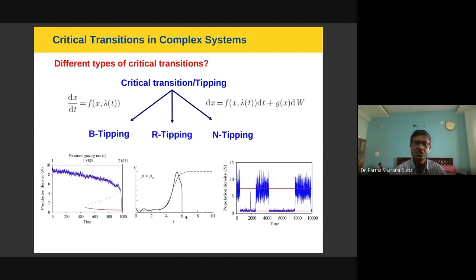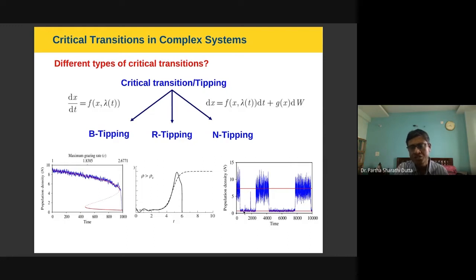And what is N-tipping? So now let's go back to the first diagram. I fix the parameter value somewhere at 2. And then if I simply draw the time series, I will have two alternative steady states, right? These two red lines. And if there is noise in the system, then what will happen? The moment the system crosses the potential barrier, it moves from one potential well to another potential well.